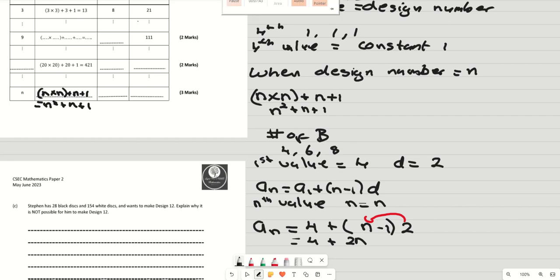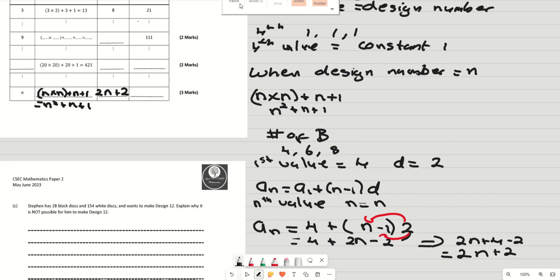And then 2 multiplied by minus 1 is equal to negative 2. So let's group numbers. You have 2n plus 4 minus 2, which is equal to 2n plus 2. So that would be the formula for this: 2n plus 2.